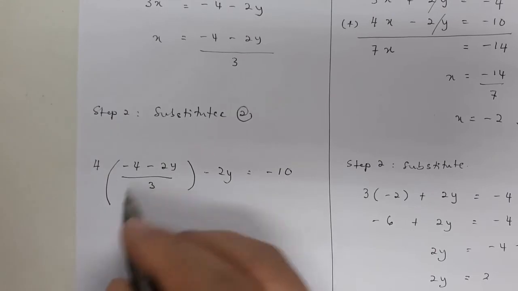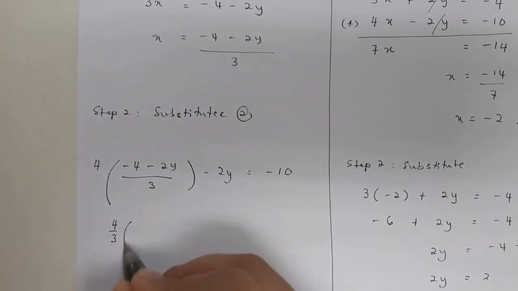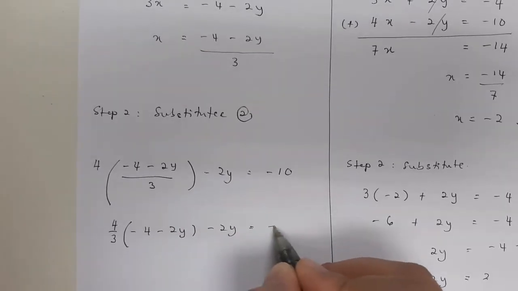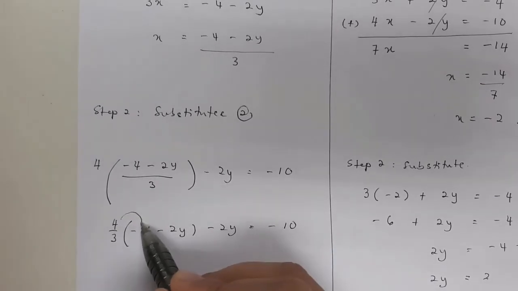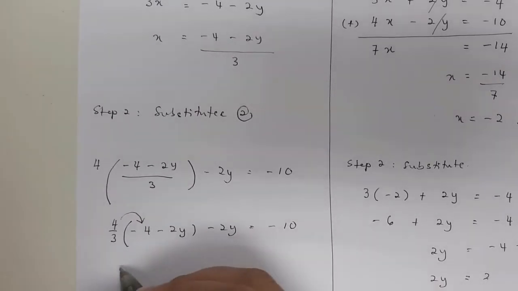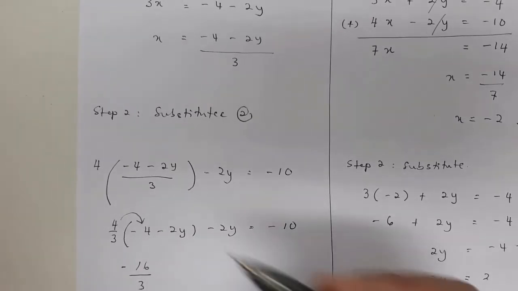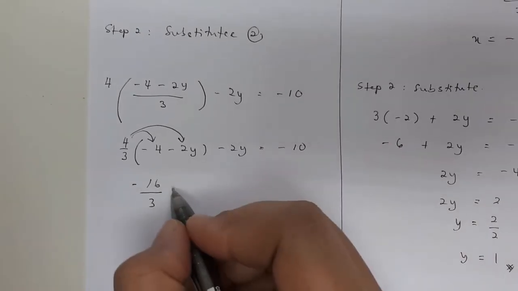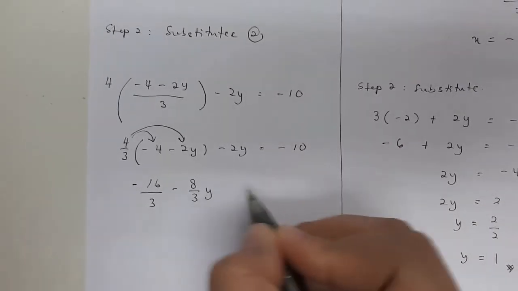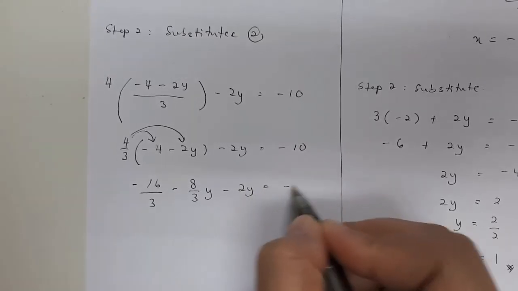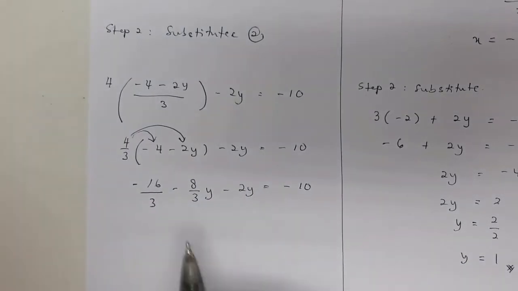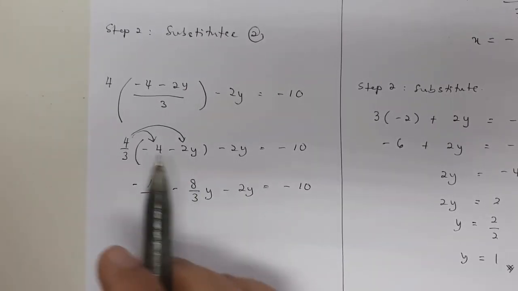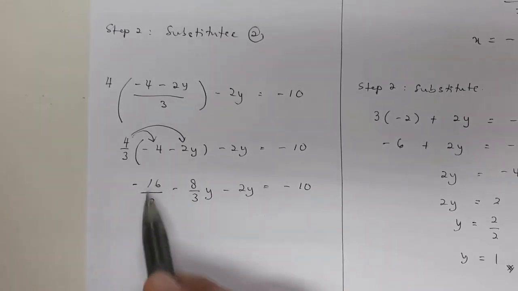Okay, 4 over 3, we can take out first. We can factorize that. 4 over 3 multiplied by negative 4, negative 16 over 3. 4 over 3 multiplied by negative 2y, negative 8 over 3y. Minus 2y equal negative 10. Now we want to separate all y on the left and things without y on the right.